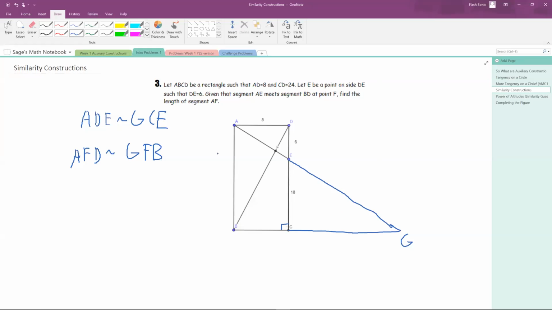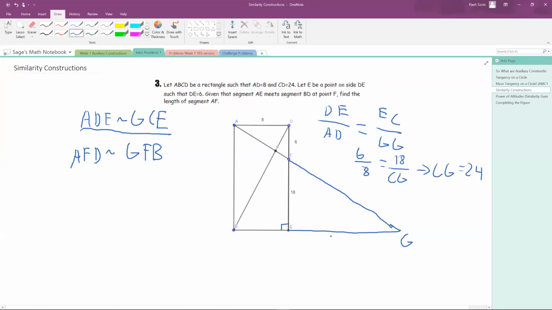From here, the first thing we're going to use is the similarity of triangle ADE to triangle GCE. If we use our length ratios, DE to AD is equal to EC to CG. Then we plug in our lengths to get that 6 to 8 is equal to 18 to CG, from which CG is equal to 24. Since this is a right angle, we can use the Pythagorean theorem to get the length of EC, which is 30, because 18 squared plus 24 squared is equal to 900, and the square root of 900 is 30.